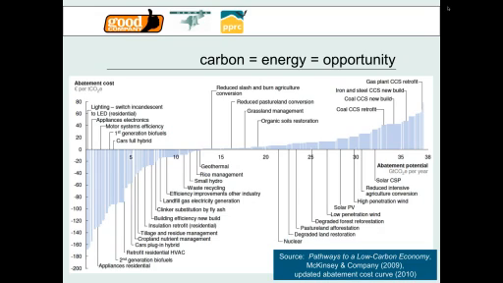Right now, global emissions are around 40 gigatons per year. Global emissions from human activities, and you can see there that something like a third of that, right around 13 or so gigatons per year, we could reduce and actually save money.